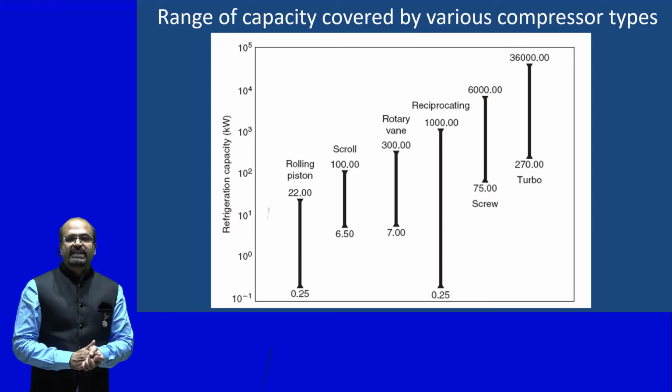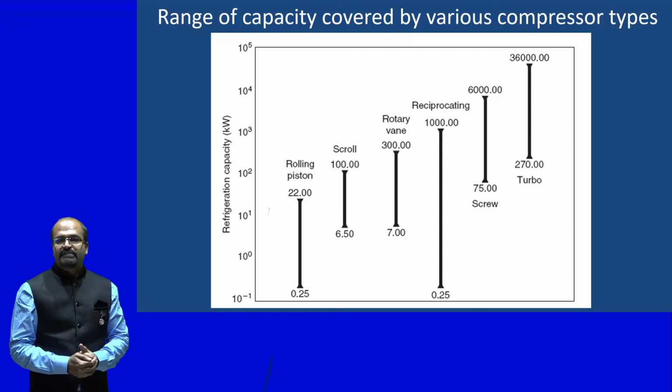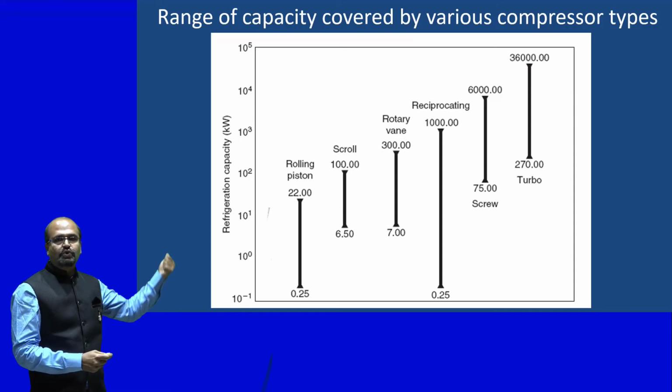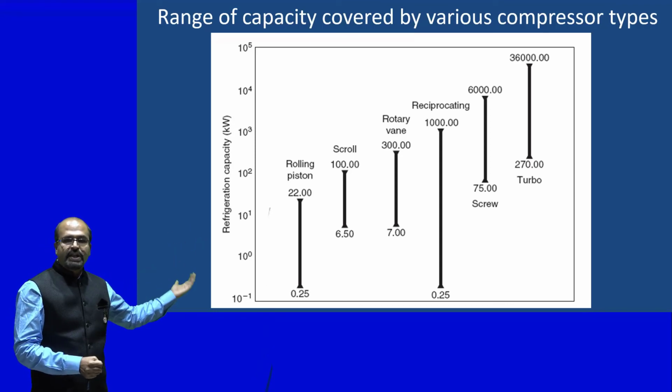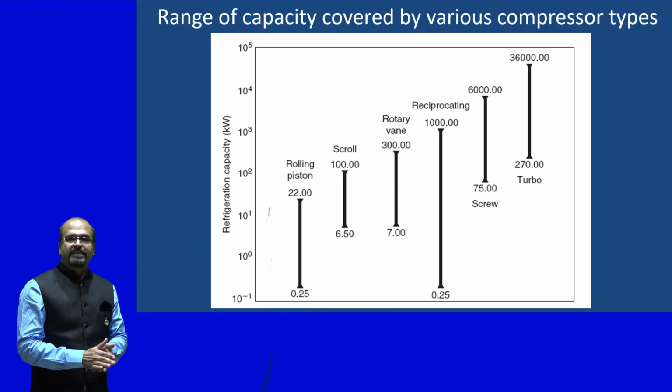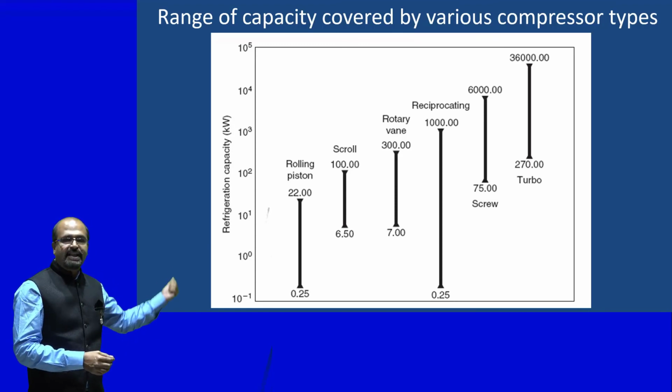The range of capacity covered by various compressors is shown in the graph. A reciprocating compressor covers the maximum range. These compressors are available from the fractional capacity to the medium capacity like 1000 kilowatt. Screw compressors and turbo compressors are available from medium capacity to high capacity. Rolling piston, scroll compressor and rotary compressors have some limited use. They are especially used for the small capacity and medium capacity.